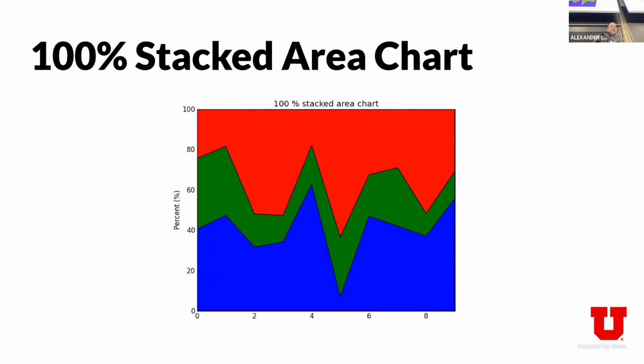You could use a 100% stacked area chart. Here, the upper and the lower one are easy to read, but again, the middle one is tricky to read. And if you have more than three, this will be a compounded effect.